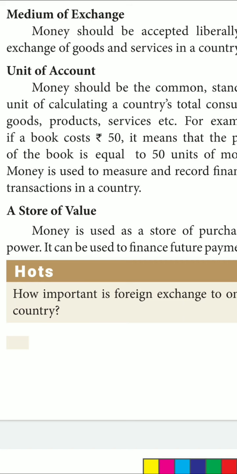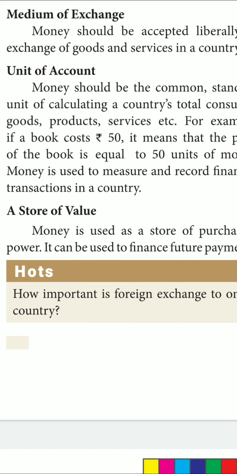For example, if a book costs rupees 50, it should be equal to 50 units of money. So, money is used to measure and record financial transactions in a country. So, which will be used as a measure? Money. Money should act as the measure for the transactions in a country. From one country to another country, if you want to buy books, the same amount should be transacted with the help of money only. Okay.